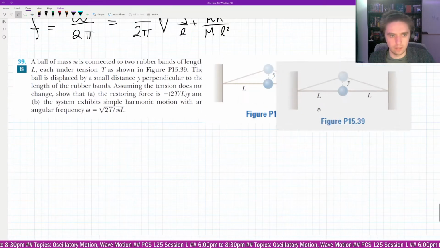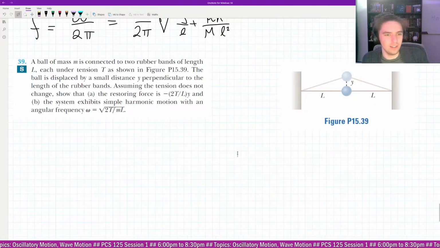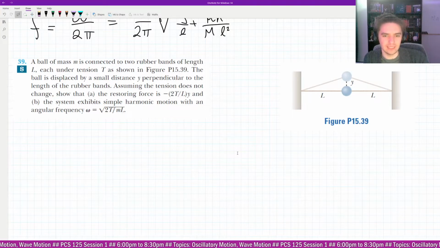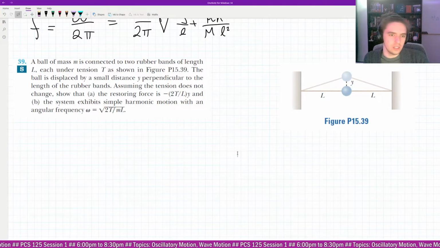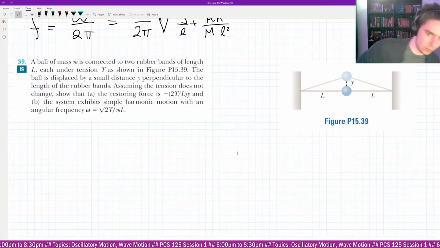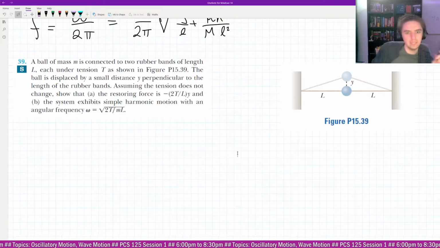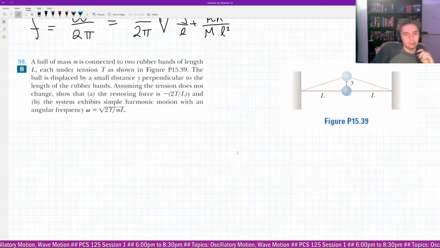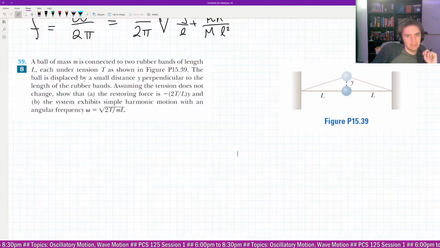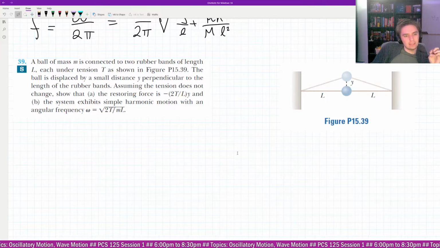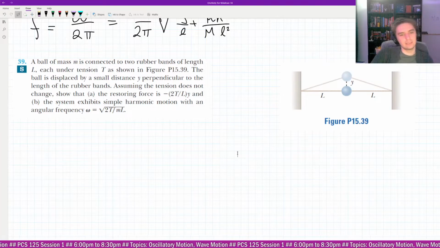Okay. So, a ball of mass m is connected to two rubber bands of length L, each under tension T as shown in the figure. The ball is displaced by a small distance y perpendicular to the length of the rubber bands. Assuming the tension does not change, show the restoring force is negative 2T over L times y, and the system exhibits simple harmonic motion with an angular frequency of that.